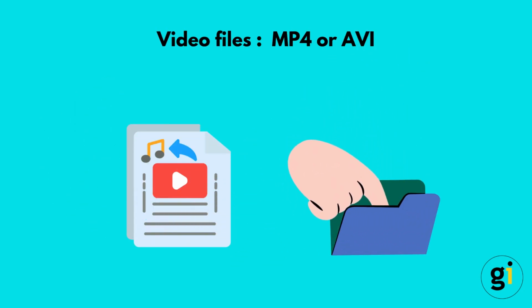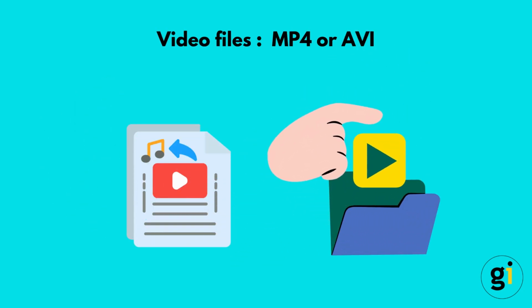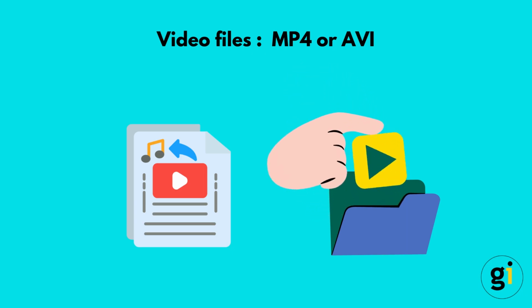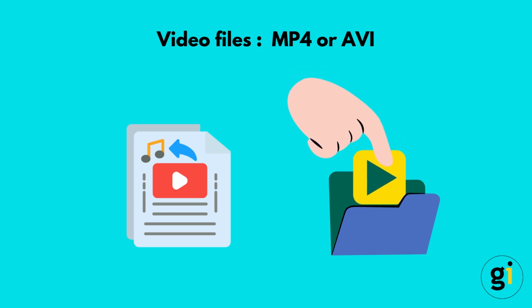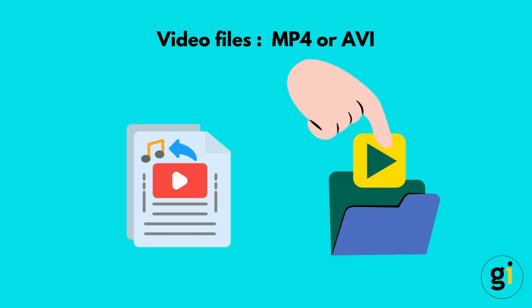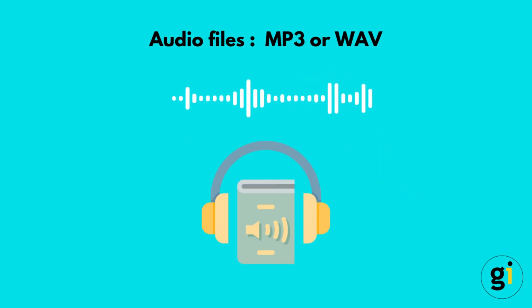Video files, such as MP4 or AVI, also have distinct signatures that help in identifying their boundaries. File carving tools scan the raw data, search for these signatures, and reconstruct the video files by extracting the relevant data. Similarly, audio files, such as MP3 or WAV, have specific file signatures that enable their identification and extraction. File carving tools analyze the raw data, locate these signatures, and reconstruct the audio files.